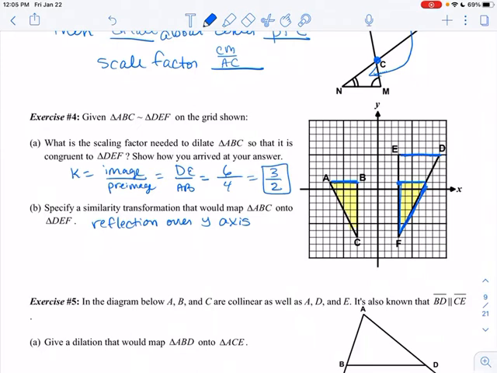Now, why did I say up 4? And then dilate it with center at E. Now, do they say I had to dilate it with center at E? It doesn't say I have to dilate it with center at E. So I don't see why I can't just dilate it with center at F of 3/2 or 1.5.